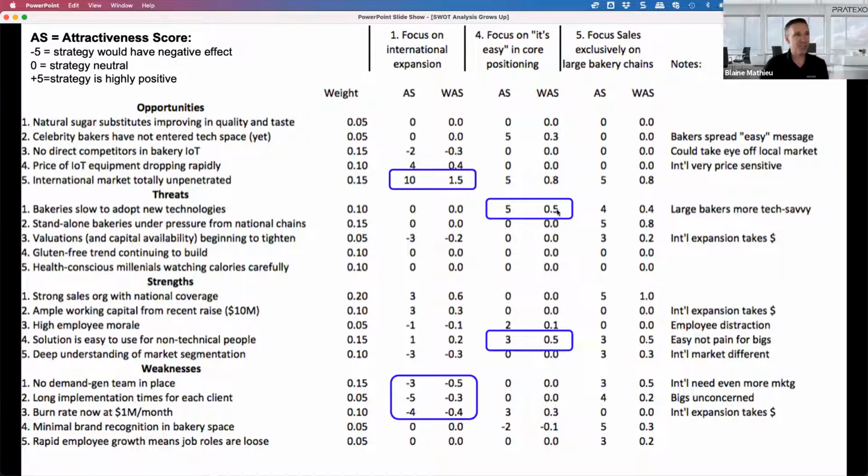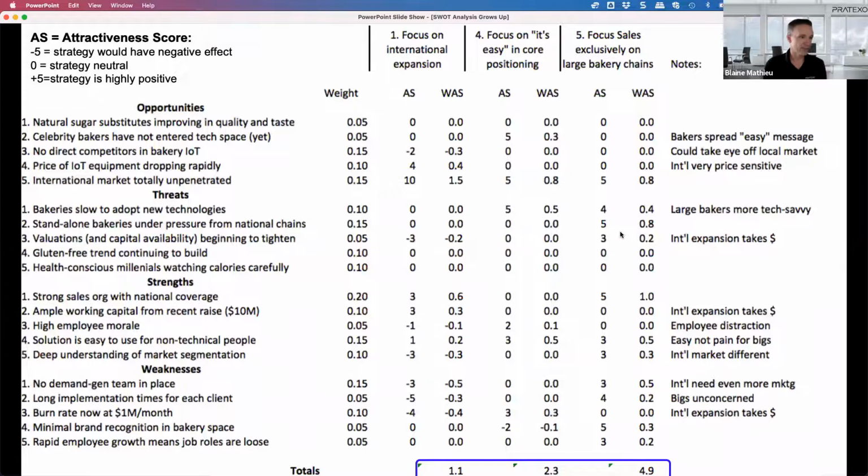How about repositioning ourselves around an easy message? It's easy, it's quick. If we made that our core positioning method, well, that also addresses some market threats and addresses one of our strengths, because the solution is actually easy. We're just not talking about that today. And then finally, the last one is saying, hey, let's focus. Their strategy is going to be to focus 100% on large bakery chains. We're going to leave the small and mid-sized bakery market unaddressed. Well, we do have a strong sales force with national coverage. We know this addresses the threat about small bakeries going away.